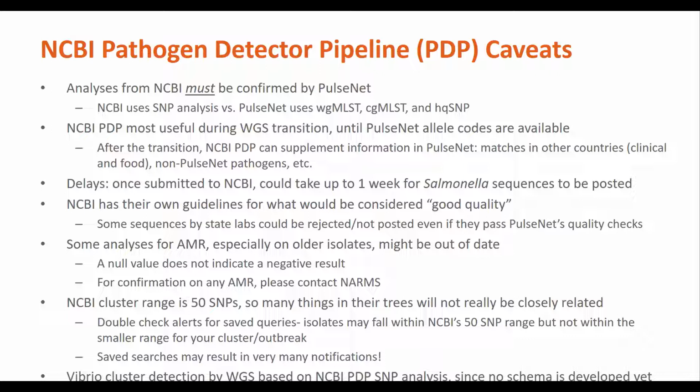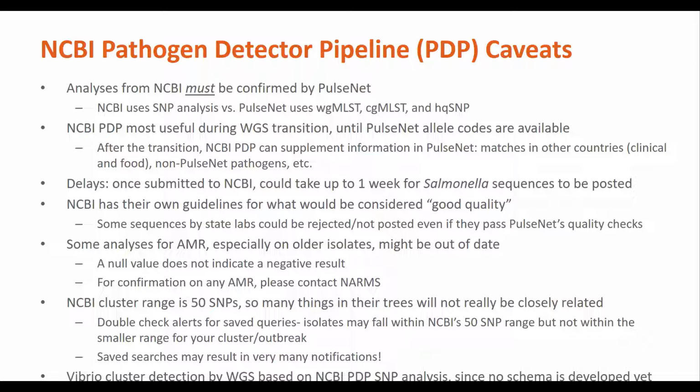Some of the analyses for resistance, especially in older isolates, might be out of date. So we do recommend, if you want confirmation of any of the information that's in NCBI, to contact NARMS for the most up-to-date information for those. And then, like I mentioned, the NCBI cluster range is 50 SNPs. So there are many things in their trees that we would not consider to be closely related. So it's always important to double check the isolates within that SNP cluster that are of interest to you, and to double check the alerts for your saved queries.